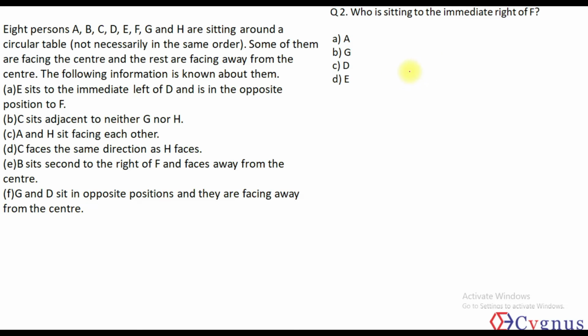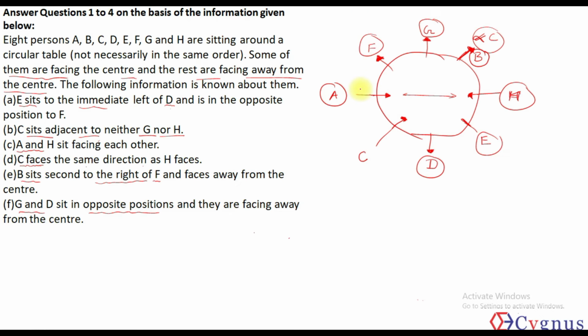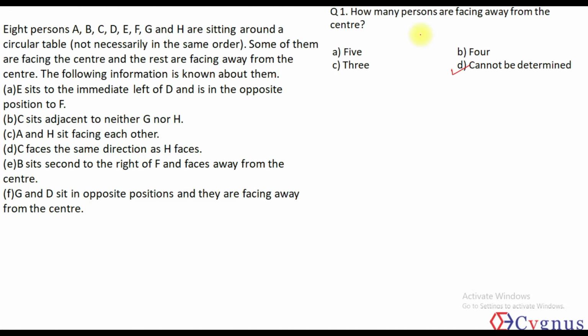Who is sitting to the immediate right of F? Let's look at this. Immediate right of F. This is F. F is looking at what? Away from the center. So this would be the right of F. Who is sitting here? G is sitting to the immediate right of F. So my answer becomes the second option.